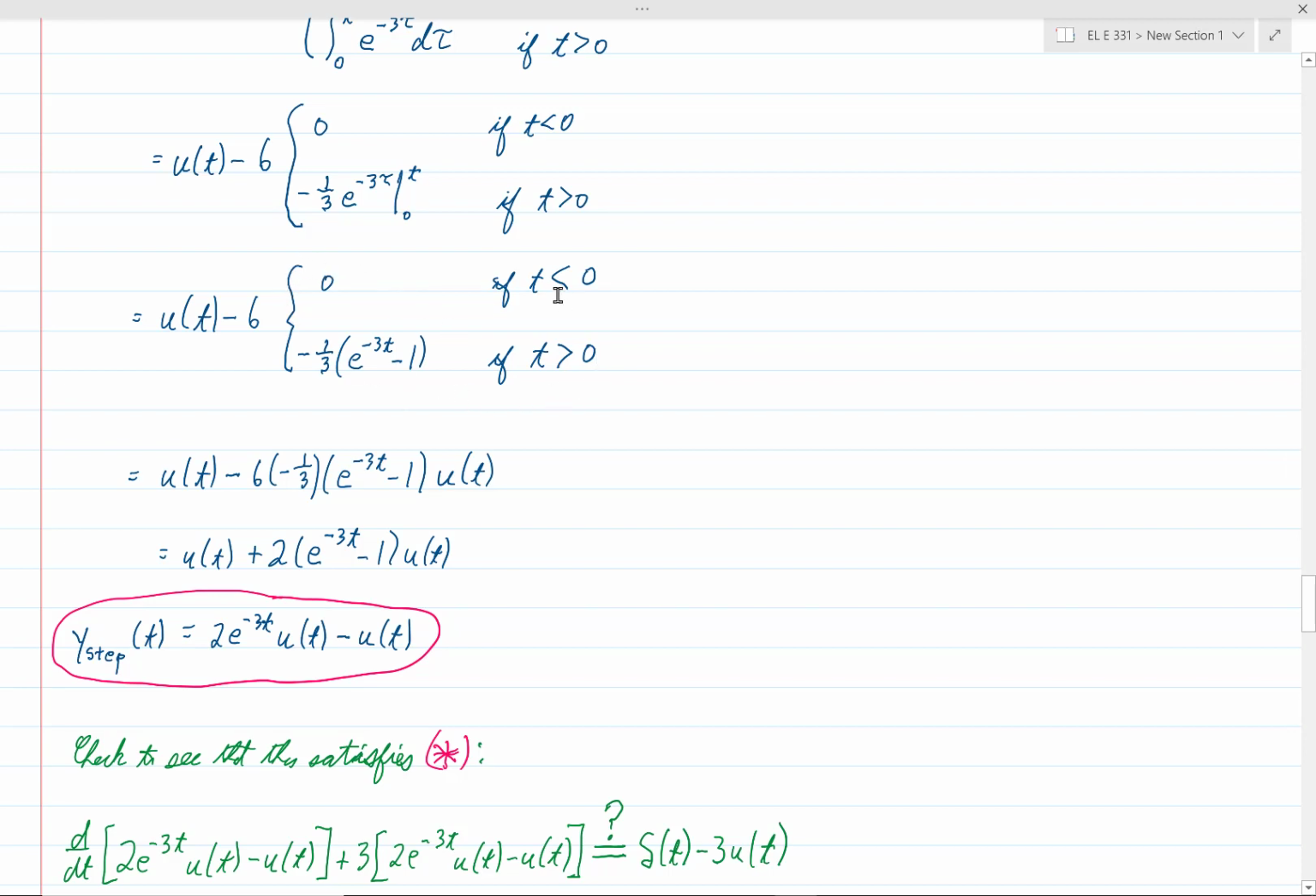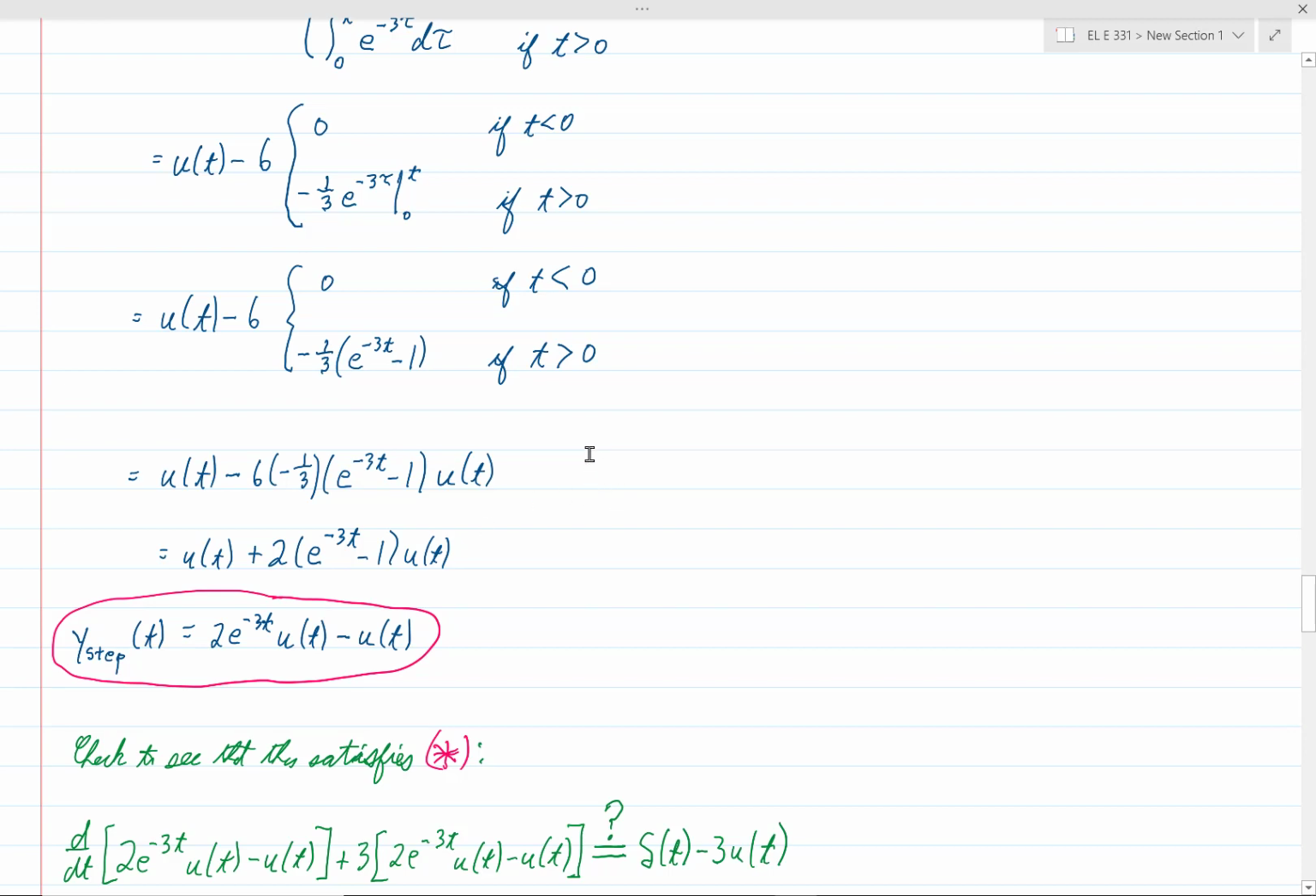as this expression. Because down here, this expression, when t is less than 0, u of t is 0 and it just goes away, so I would get that. But on the other hand, when t is greater than 0, this is equal to 1, and so I would get minus 1/3 e to the minus 3t minus 1, which is that. So that's why I can make that substitution.